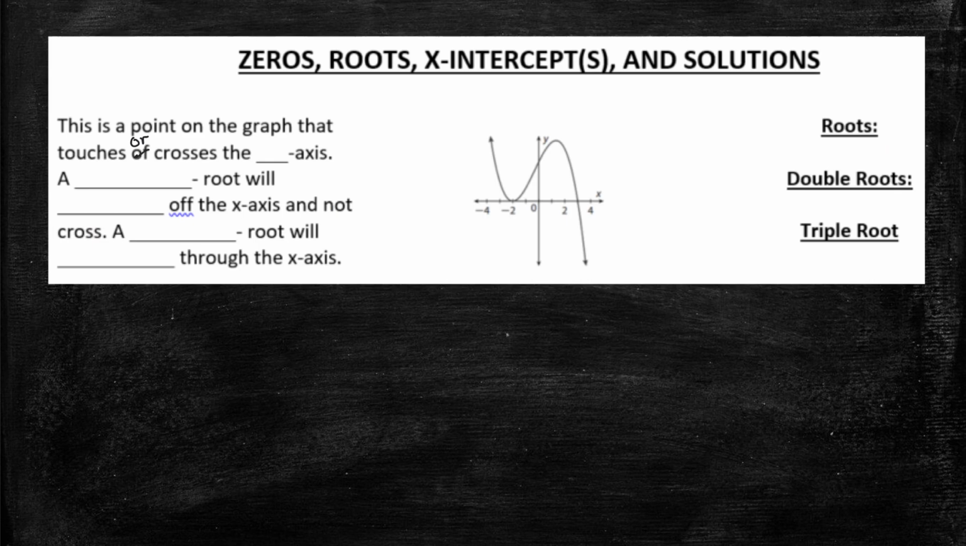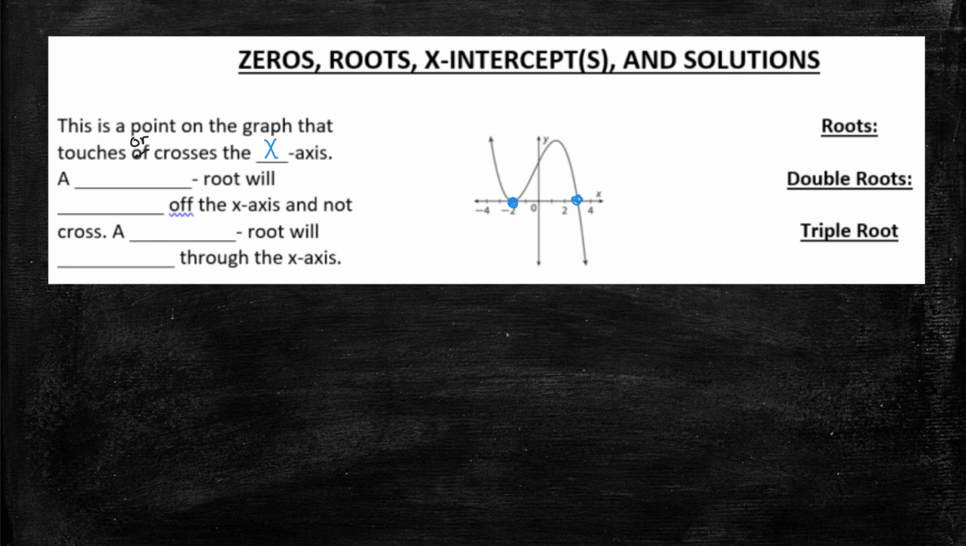Okay, zeros, roots, x-intercepts, and solutions. These are all considered an x-intercept. So if we look at our x-intercepts here, we've got one there and we've got one there. This is going to be a point on the graph that touches or crosses the x-axis. So zeros, roots, x-intercepts, solutions. They are all your x-intercepts.